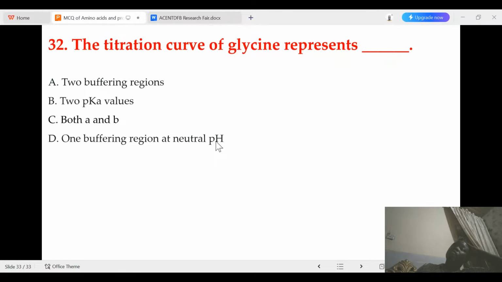So most of the amino acids, especially those amino acids that have the ionic form by both the carboxylic group and the amino group, usually have 2 pKa values. And if you want to calculate the pI, that is the isoelectric point of the amino acid, then you take the 2 pKa values and divide them by 2.